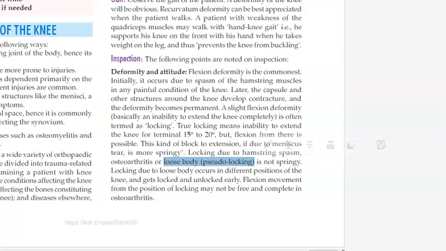Hamstring spasm, osteoarthritis, etc. To get marks, better draw a diagram. So do you know how to draw the diagram? That will fetch you marks. Always practice this knee joint diagram. Okay, lower end of femur, how to draw, then one tibia, how to draw. And next to it one fibula, how to draw.